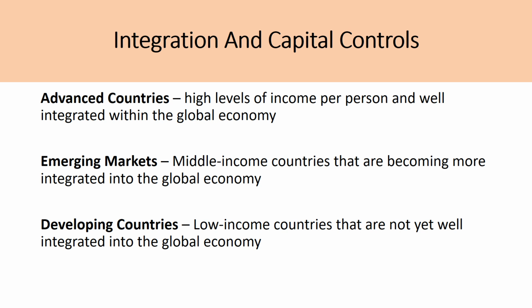So the three groups are advanced countries, which have high levels of income per person and are well integrated with the global economy, and that would be the US. Emerging markets are middle income countries that are becoming more integrated into the global economy, and that would be probably Brazil or BRICS, the BRICS is Brazil, Russia, India, and China. And then developing countries, which are low-income countries that are not yet well integrated into the global economy. And so we can look at countries in sub-Saharan Africa, where countries really don't have that openness to the economy, and so they are suffering.